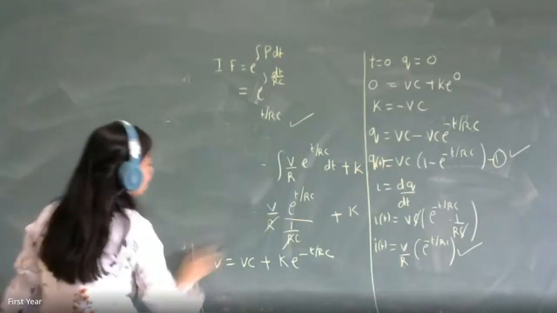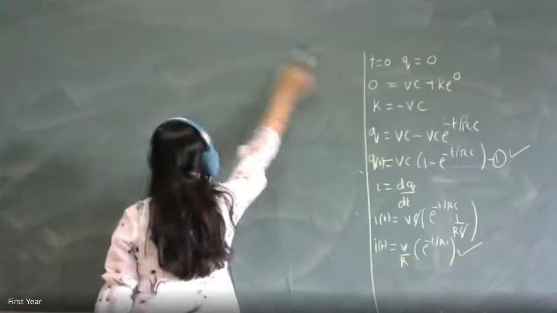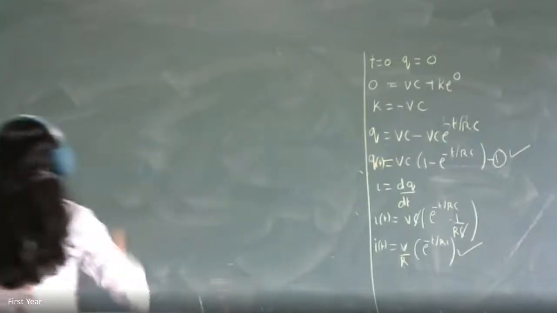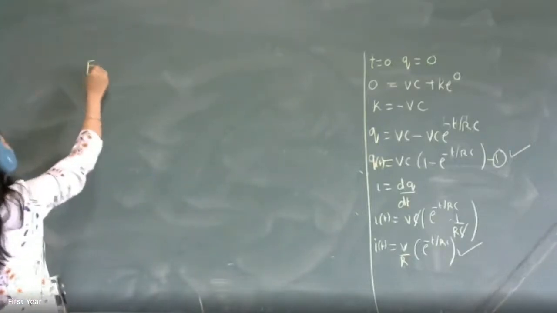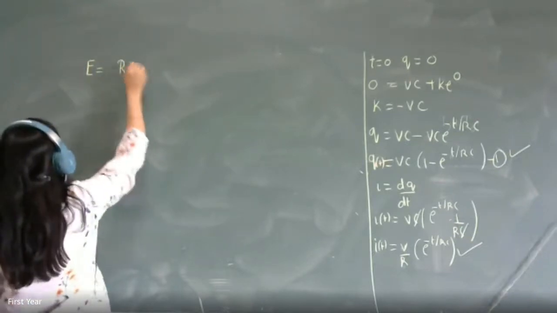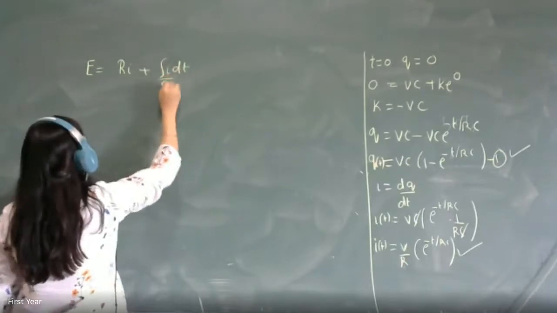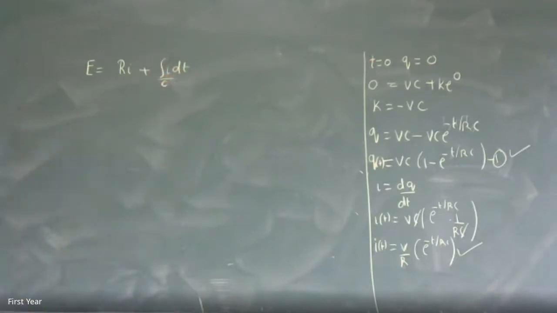Who will tell me? Current you want, they don't want it in terms of Q. It is given by E is equal to Ri plus integration of I dt by C. This is given in the question only. Find I at any time t.